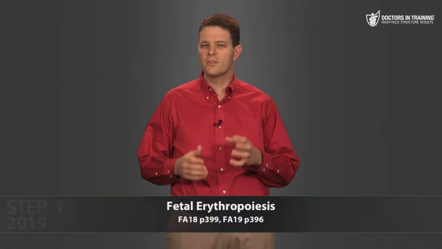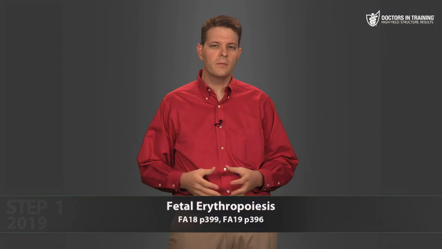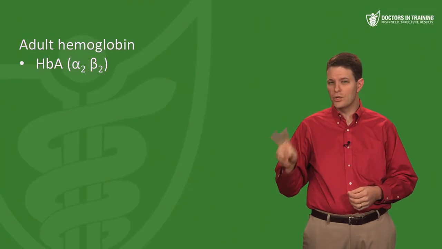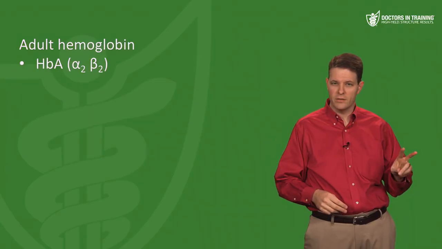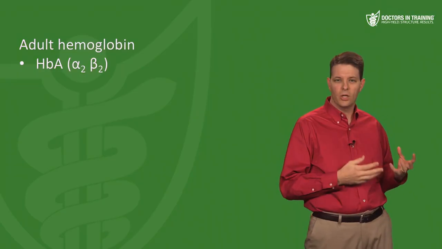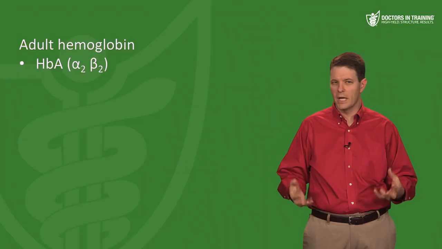And then remember that there are some structural differences between adult and fetal hemoglobin. A molecule of hemoglobin is made of 4 different globin chains. In adults, it's 2 alpha chains and 2 beta chains. Now, the alpha globin gene cluster is found on chromosome 16, and the beta globin gene cluster is found on chromosome 11. So that's adult hemoglobin, hemoglobin A.